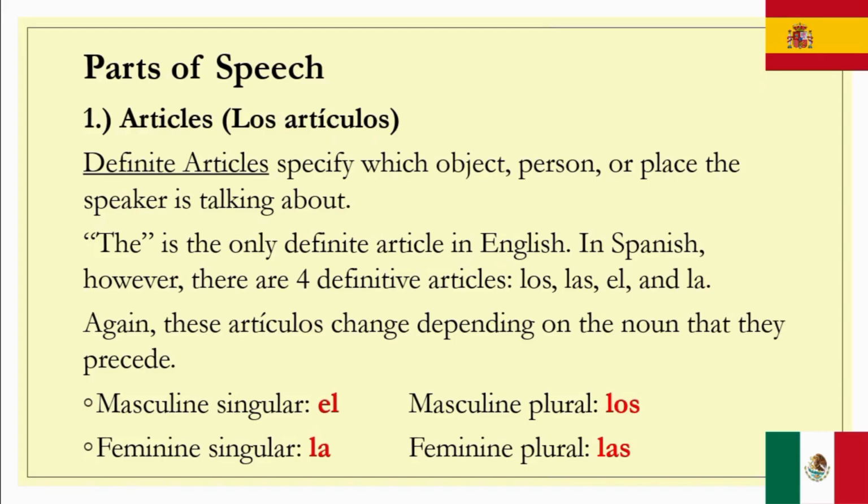The good thing here is there is a pattern. Nouns that end with the letter O are usually masculine, but not always. While nouns that end with the letter A are usually feminine, but not always. So later on in other parts of our lesson, we will notice and recognize that kind of pattern. So here we have masculine singular, el; feminine singular, la; masculine plural, los; feminine plural, las.